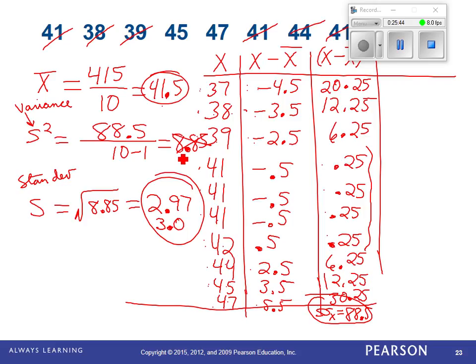88.5 divided by 10 minus 1, which is 9, and we get 9.83, or about 9.8. So I messed that up because I forgot we were doing a sample. Then you take that 9.8 and take the square root of that, second square root 9.8, and I get about 3.1. So this is wrong. Our standard deviation is going to be about 3.1 on that.